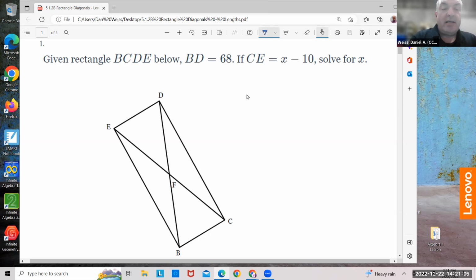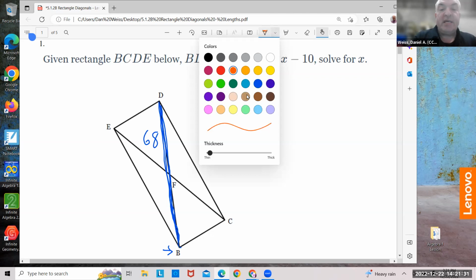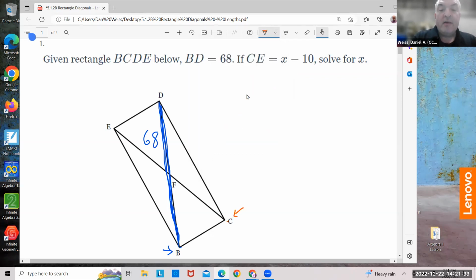BD is from B, right? Here's B. B is right here. B all the way to D, right? So this length here, BD, is 68. Then it says CE, from C, here's C, from C to E. This length here is X minus 10.